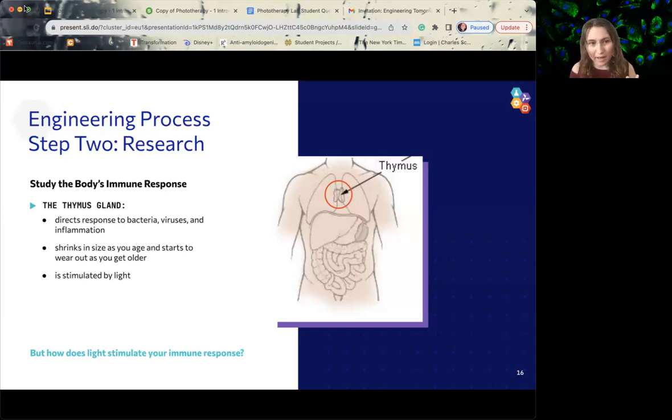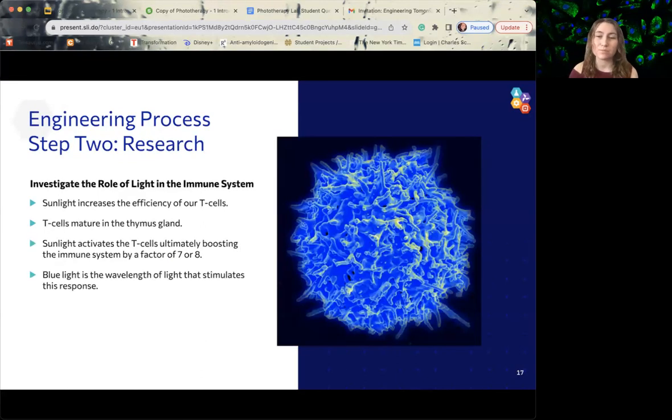So just a little bit about the immune response. There's a part of the body called the thymus gland. It's really important because it's essentially one of the main centers for directing the response to bacteria, viruses, and inflammation. A big part of it is that it's stimulated by light. And the reason being is the thymus gland is actually the center of the immune response.